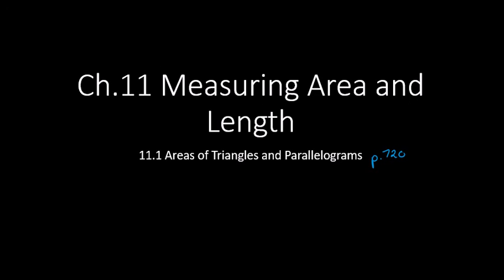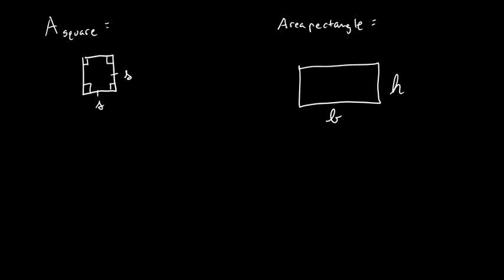In 11.1, starting on page 720 of your textbook, we are going to be discussing the areas of triangles and parallelograms. So first I'm going to talk about the area of a square and the area of a rectangle. Those fall under the category of parallelograms. They are both specific parallelograms.